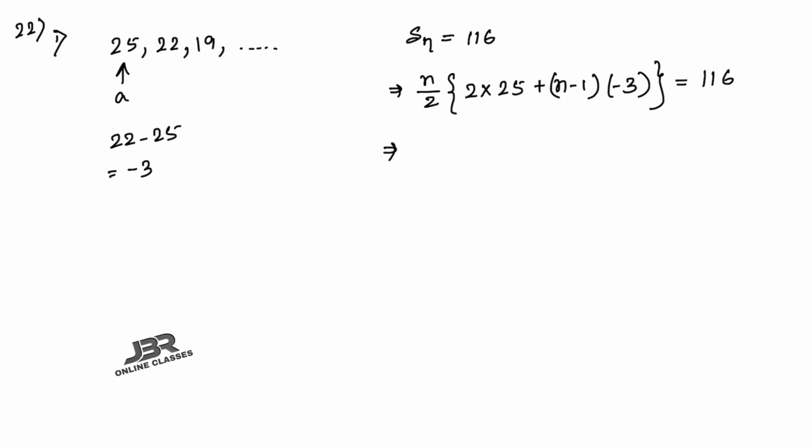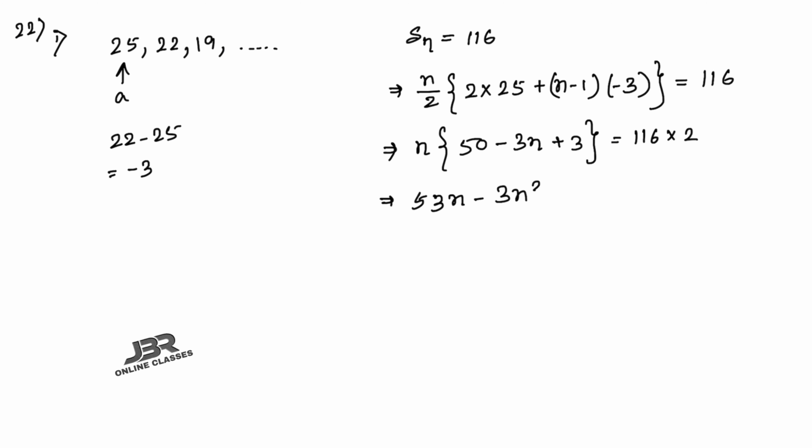So that 2 will be multiplied with 116, so here n into 50, and it's minus 3 into 3n, so minus 3n and plus 3, and here 116 into 2. So here 50 plus 3, 53, so 53n minus 3n square minus, and here 116 into 2, 232, that equals 0. So 3n square minus 53n plus 232 equals 0. Now here you have to solve this quadratic equation.